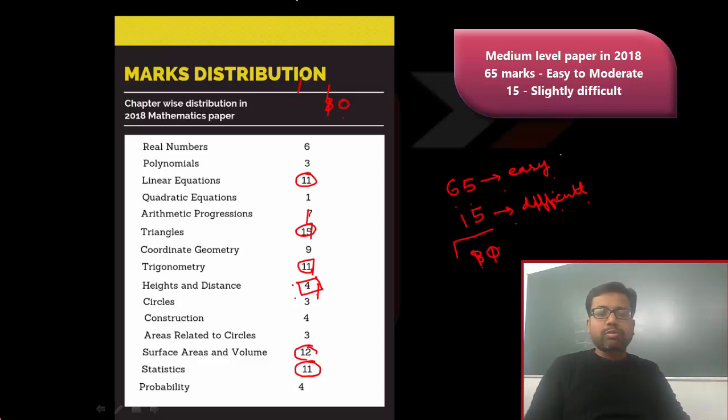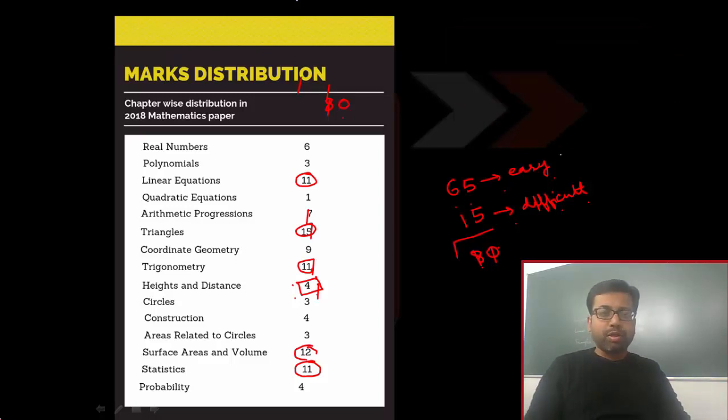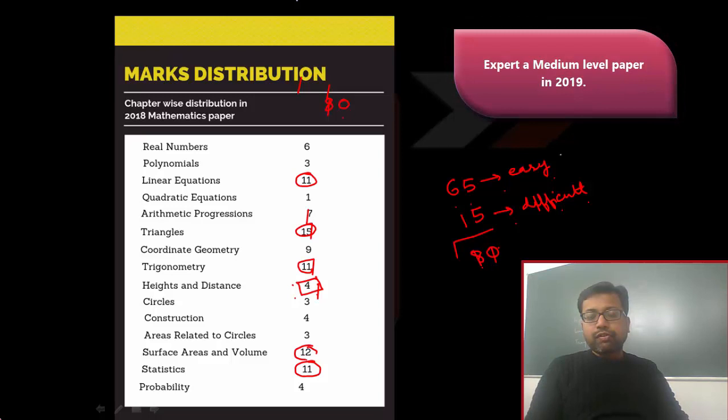So we would rate this particular 2018 paper in the medium range. It was not a tough paper, it was a medium level paper. And we have seen in the last few years that generally the mathematics paper is always of medium level. So coming to 2019 also, you can be pretty sure that the paper will fall in this range only, because traditionally for the past few years this is the range in which it falls. So be prepared for that. If you're looking to ace the examination, the 15 marks is going to be the real differentiator for you.